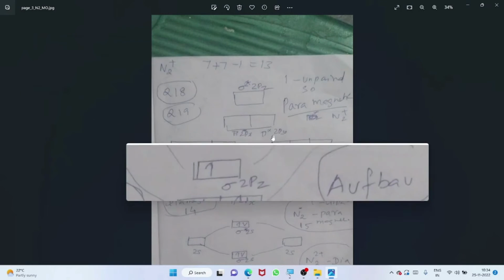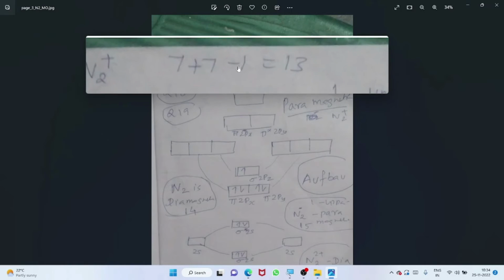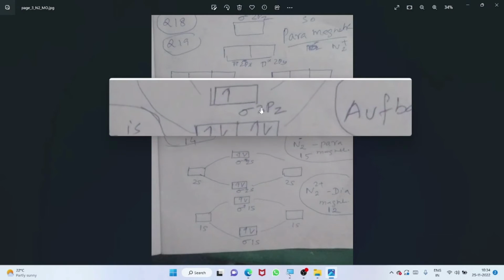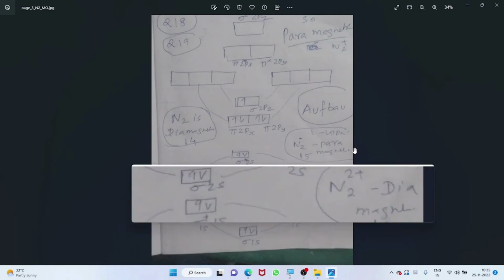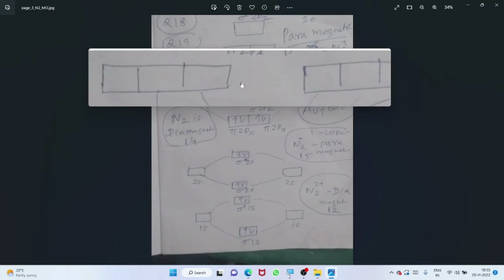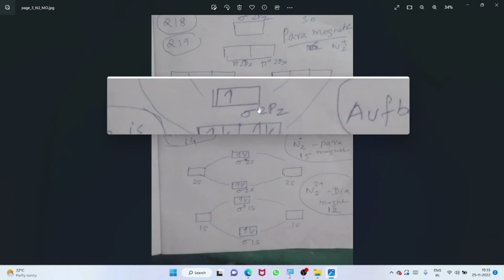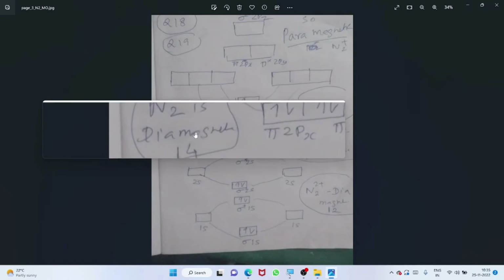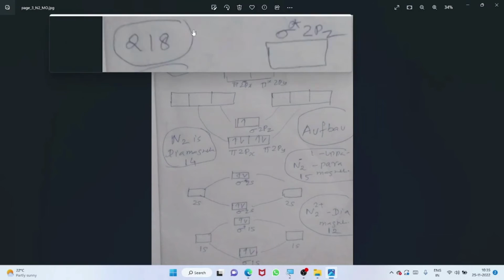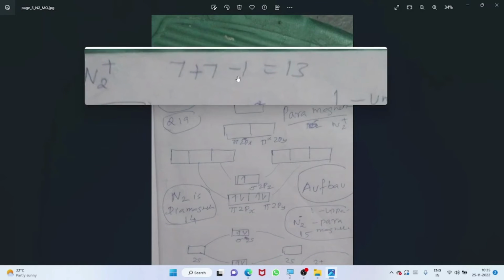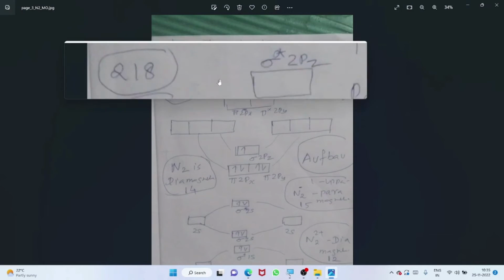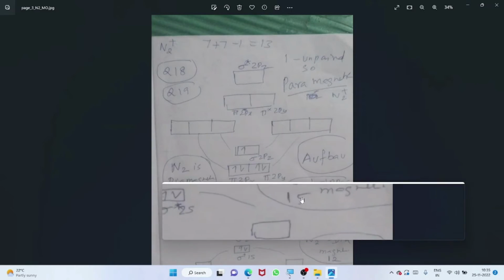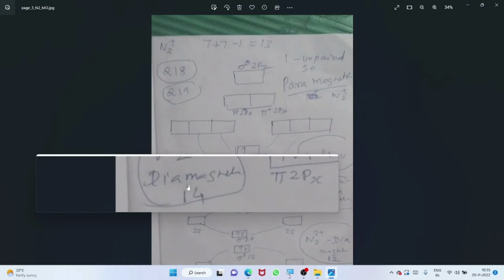This is for the N2 plus. N2 has 14 electrons, then for plus we have to remove one, so that is 13 electrons. The important thing here is that the pi 2px and pi 2py come before sigma 2pz. Then you have to allot the electrons. Here you will see there is one unpaired electron, so this is paramagnetic. But if you see N2, this is diamagnetic. For N2, 14 electrons means they will be paired, so there will not be any unpaired electrons. So N2 will be diamagnetic.